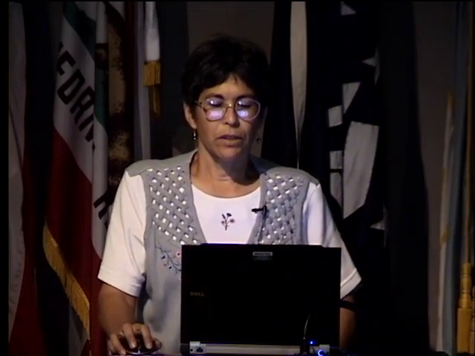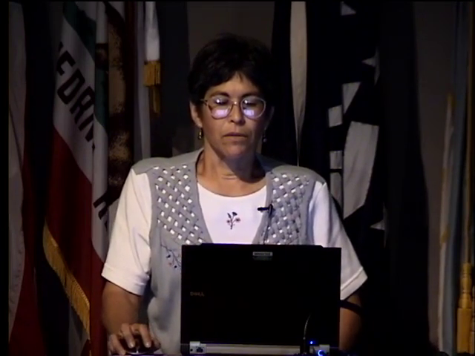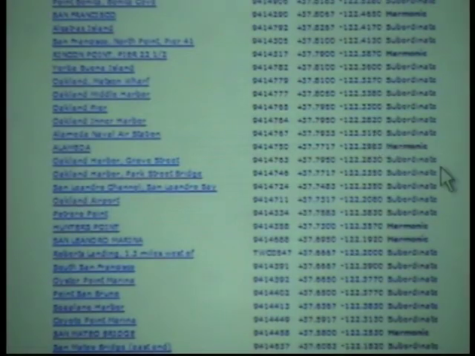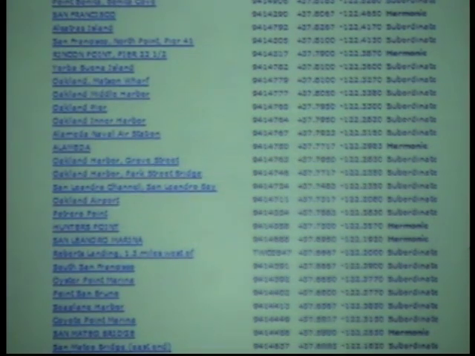You can also take a look at all the tide predictions and which ones are primary. They're called harmonic in this table. The primary tide gauge is called harmonic, and then the secondaries are subordinate because they are referenced to a primary tide gauge to compute the offset in time and height of the tide where you are if you're not at a primary tide gauge.